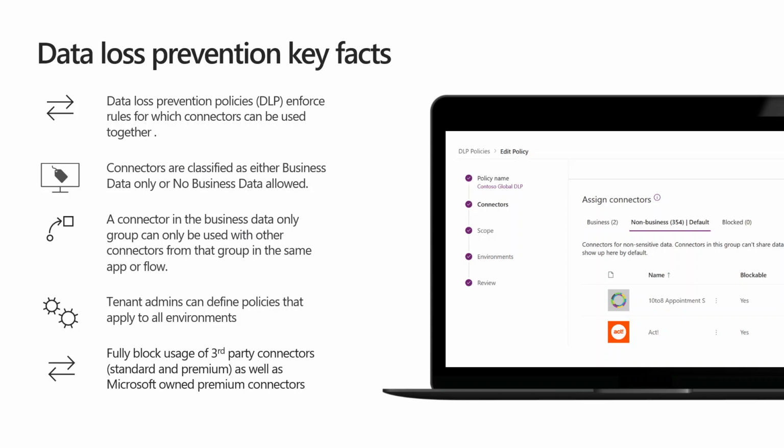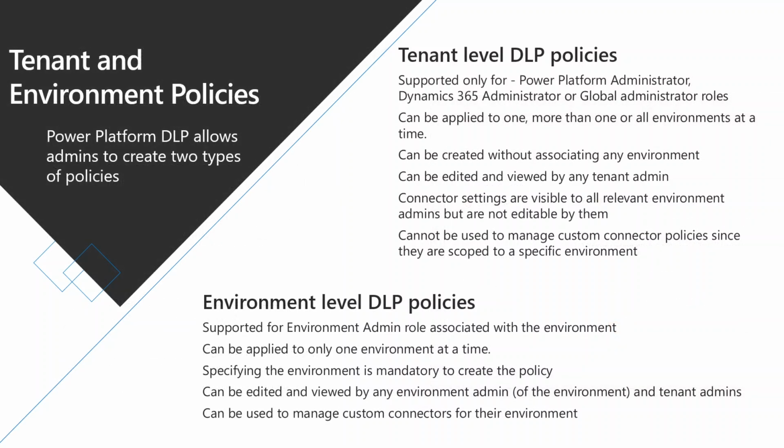Tenant admins define these policies that apply to all environments, and you can fully block usage of third-party connectors at an environment level as well. So you have tenant level DLP policies and you have environment level DLP policies. The key difference between these two is that tenant level policies can be associated with more than one environment, while environment level policies can only apply to a single environment at a time.